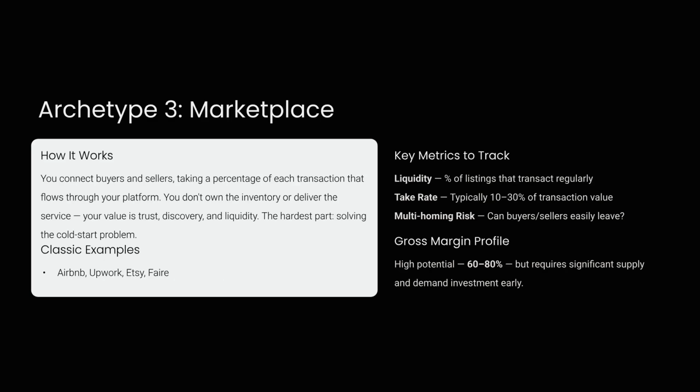Archetype 3 is marketplace, connecting buyers and sellers and taking a percentage of each transaction. Metrics include liquidity, take rate, and multi-homing risk. Gross margins can be high, 60 to 80%, but require significant supply and demand investment early on.